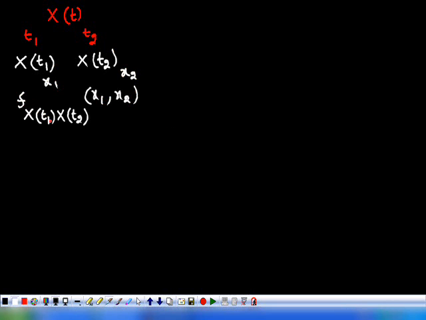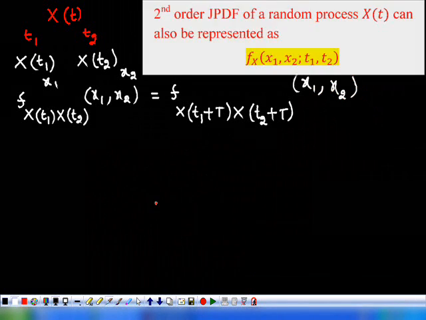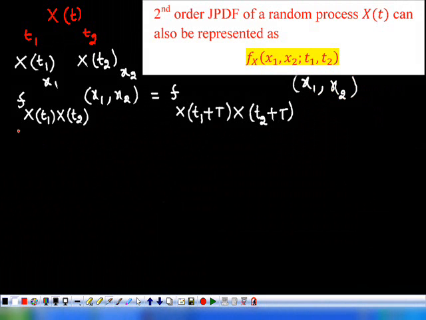So therefore, f of x of t1, x of t2 at x1, x2 is equivalent to f of x of t1 plus some constant t, x of t2 plus t at x1 comma x2. That is the joint density function. Here this density function is called the second order density function.